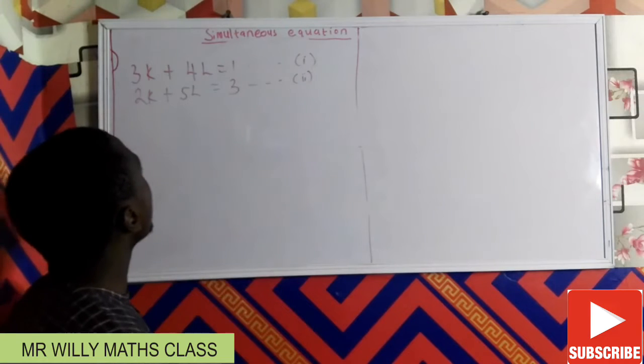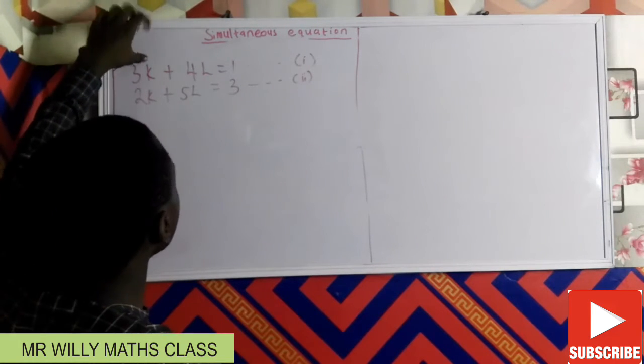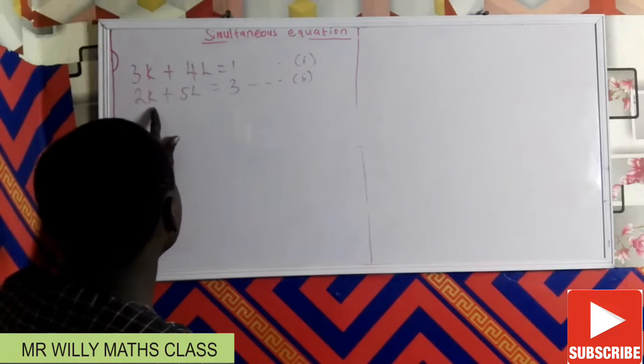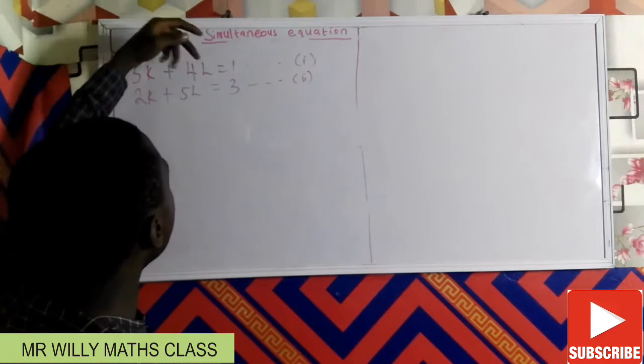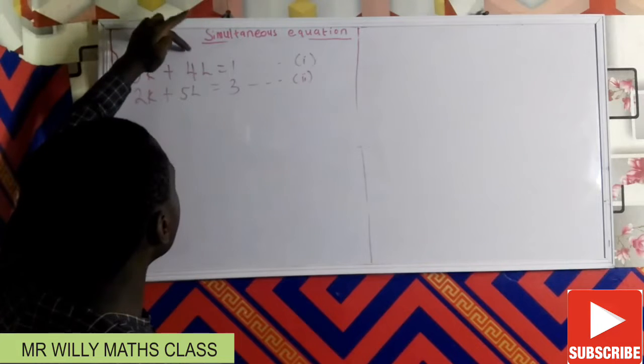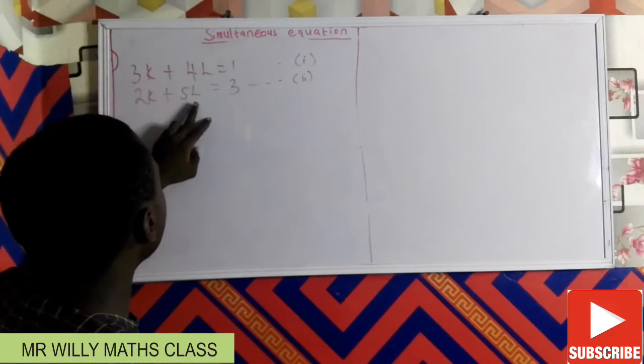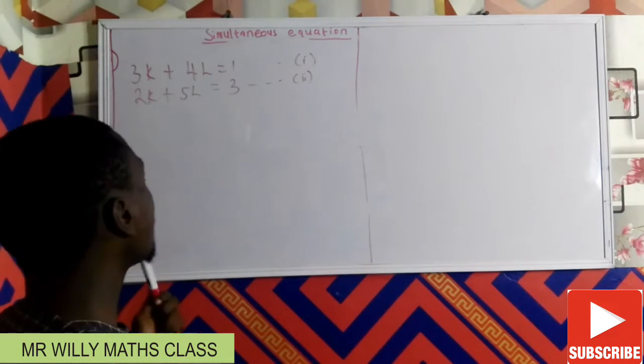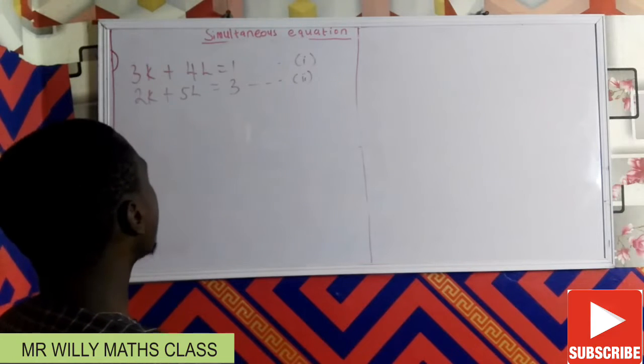Now we need to look for the coefficient of the unknowns. Now if you look at this, for k in the first equation you're having 3, for k in the second equation you're having 2, for coefficient of l in the first equation is 4, for coefficient of l in the second equation is 5. So we want to get rid of k. Let's get rid of k. And how do we get rid of k?